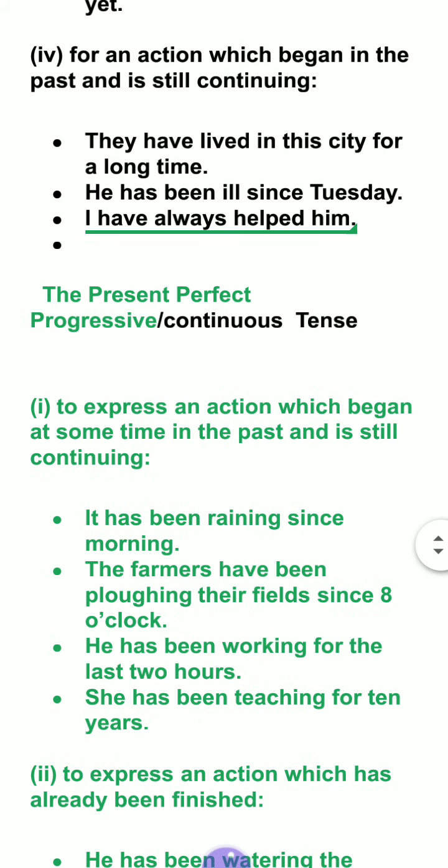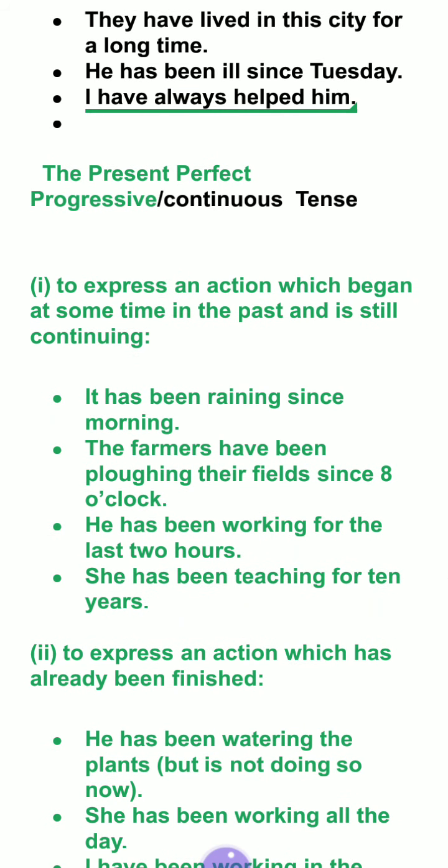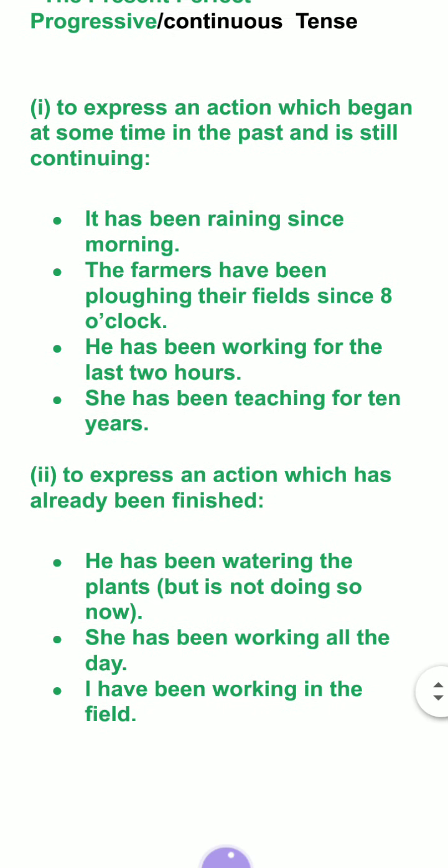And from the use of present perfect continuous or progressive sentence, you write down at least 5 sentences from this tense, like: it has been raining since morning. It was raining and still it is raining there. So write down present perfect continuous tense, 4 or 5 sentences from here. So you will do this one.